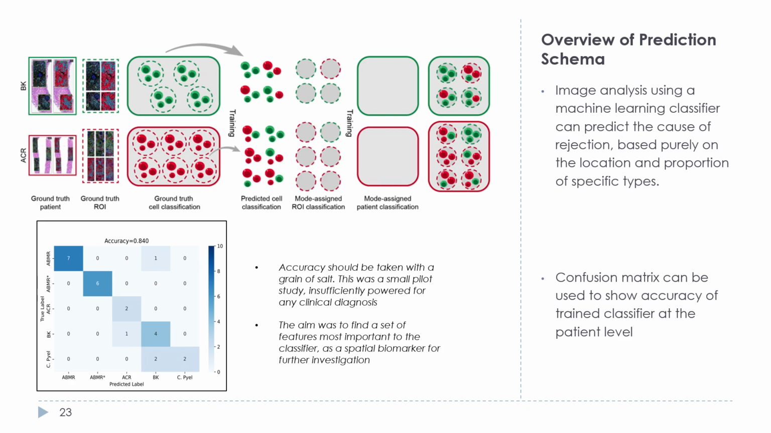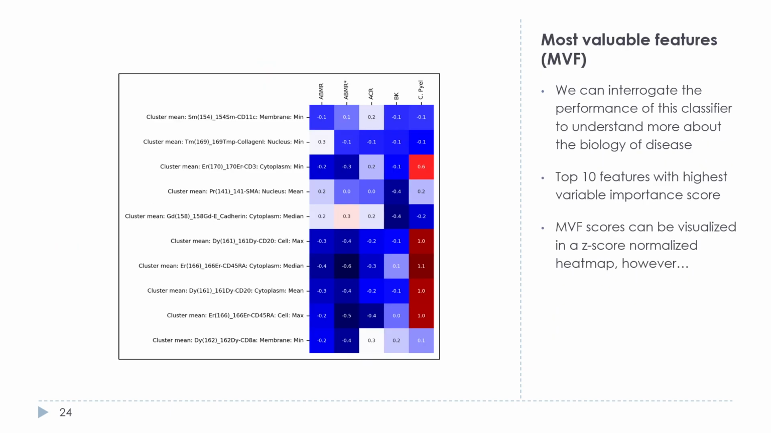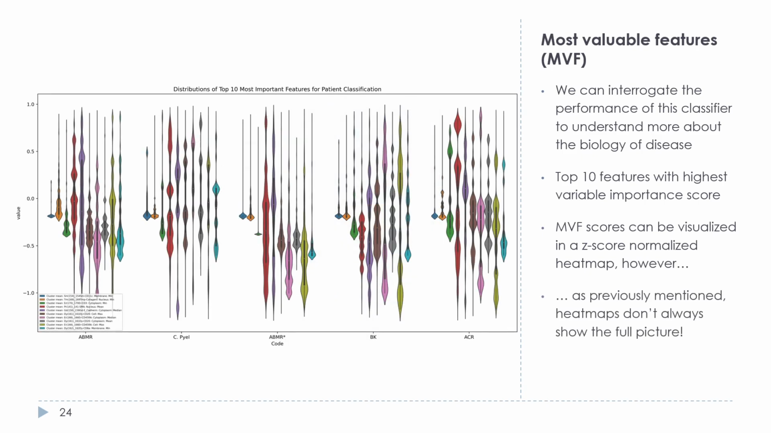Once the model has been trained, we can identify the spatial features that play the most important role in classifying these patient samples. Much like we had done with the percent positive scoring heat maps, we can visualize the most important features for the classifier, grouped by rejection category. But as previously mentioned, heat maps lack the ability to portray population distributions, and when visualized as a violin plot, we can truly appreciate the heterogeneity in feature expression across disease types. This indicates that it's not always just one feature actively differentiating a disease, but rather multiple in tandem.